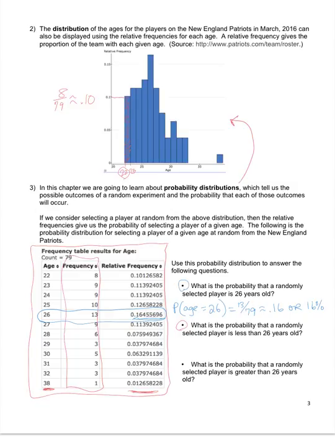Second bullet. What's the probability that a randomly selected player is less than 26 years old? That means we want the probability that the age is less than 26. So we want to include all of these numbers here. Again, we've got two options. We can add up those 4 relative frequencies, or we can add up those 4 counts. If we add up those 4 counts, we get that there are 36 players out of 79, and that's approximately 46%, or 0.46.